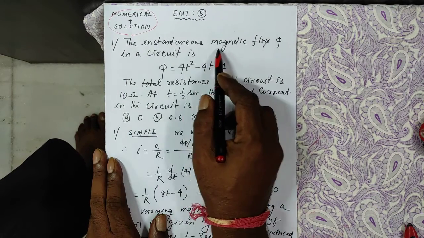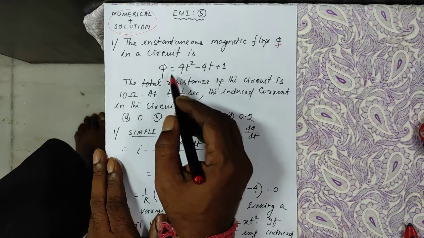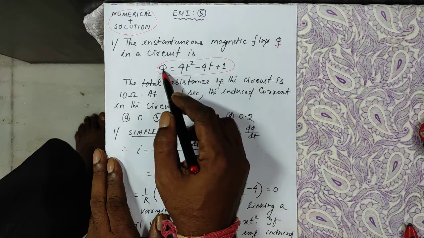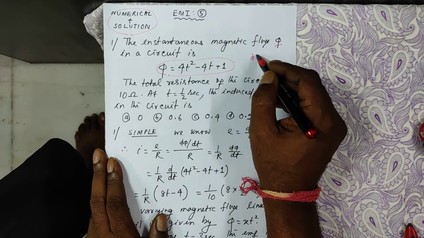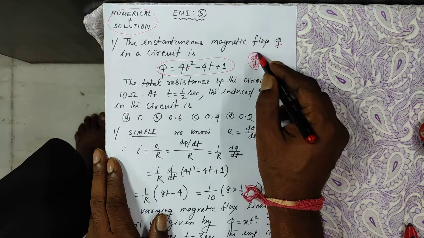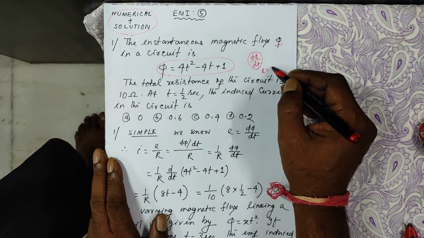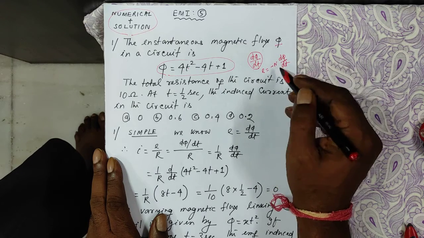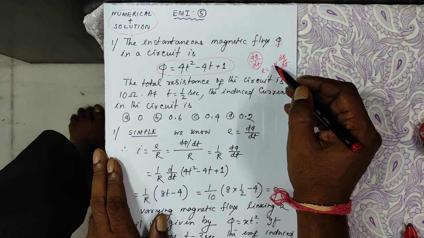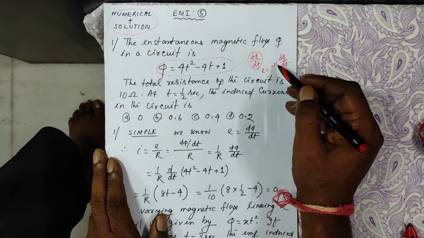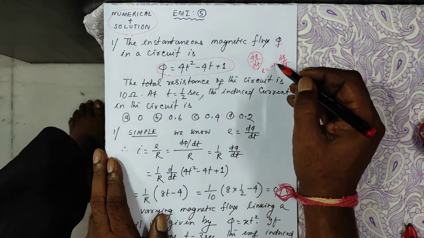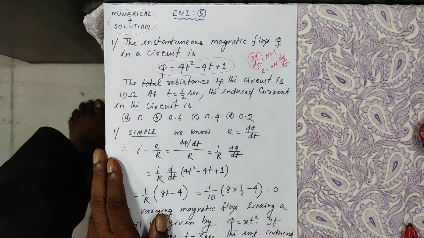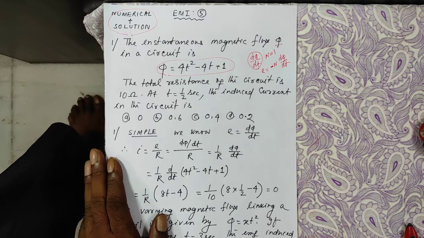the instantaneous magnetic flux phi in a circuit is given like this. Phi is equal to 4t square minus 4t plus 1, means phi depends on time. Therefore, d phi by dt has some value, and we know EMF was minus n d phi by dt. N was indicating the number of turns in the coil or the circuit. In this case, since it is not given, we take n is equal to 1. The negative sign was indicating only Lenz's law, that indicates the direction of current only.